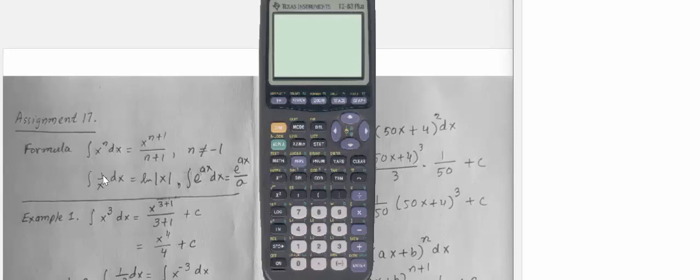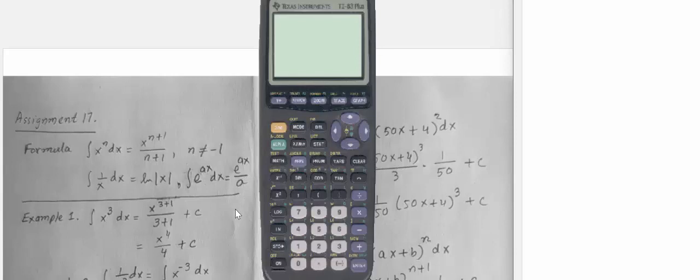If you have a function like 1 over x, its integral will be natural log of x, but make sure that x goes within the absolute value sign. Otherwise, you will have domain issues because the 1 over x function has all values of x except 0. When I get my answer, natural log within absolute value of x, I'm getting all x values except 0. Negatives are fine. When you have an exponential function like e to the ax, the integral will be e to the ax divided by the coefficient of x, which is a.